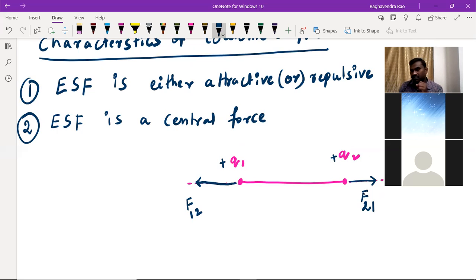Gravitational force is also a central force. So in the case of gravitational force, we can take F is equal to G m1 m2 by r square, an attractive force, always an attractive force.